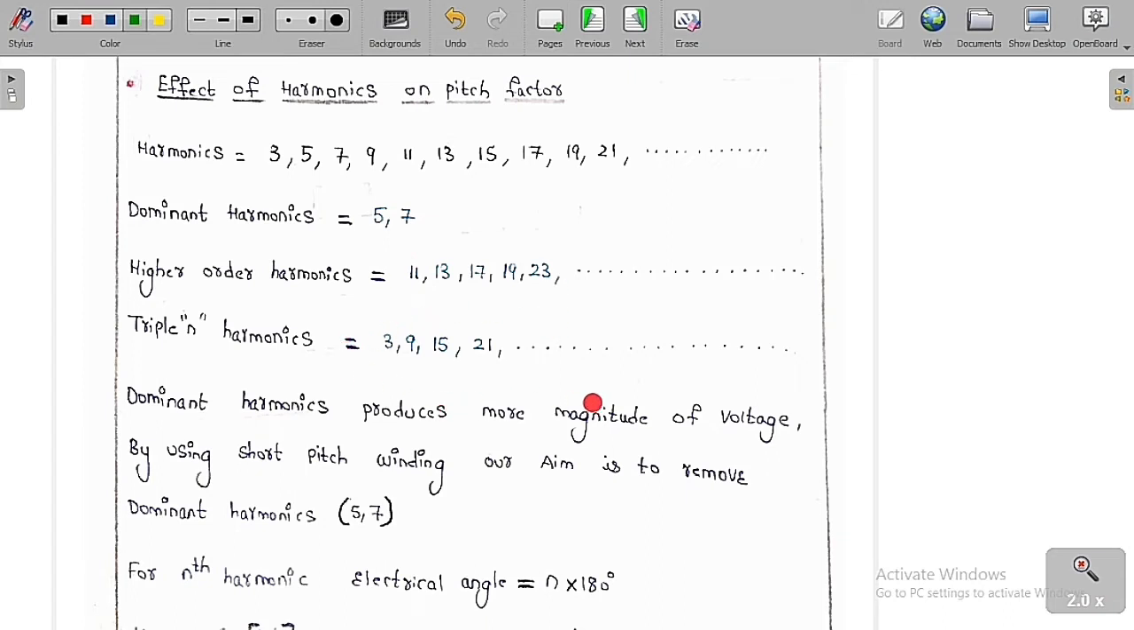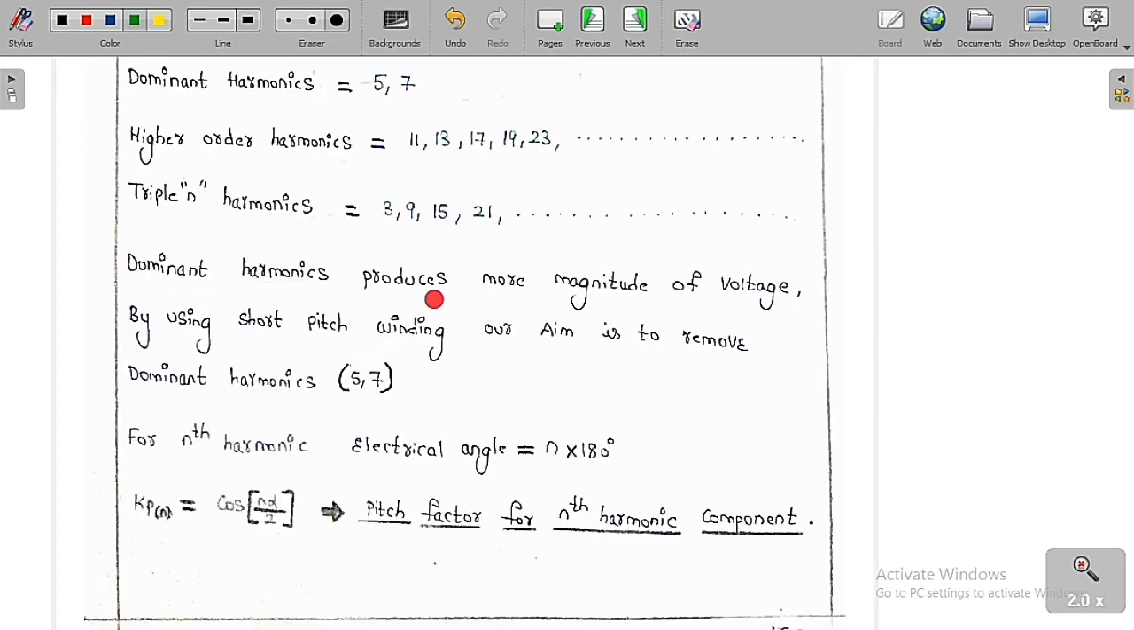So if you remove the dominant harmonics from the triple harmonics, you are going to get what are called the higher order harmonics. Dominant harmonics produce more amount of voltage, and we can deal with them by using short pitch winding.